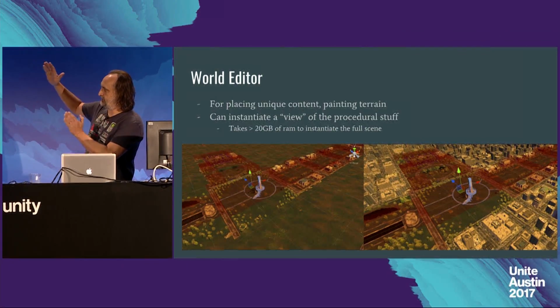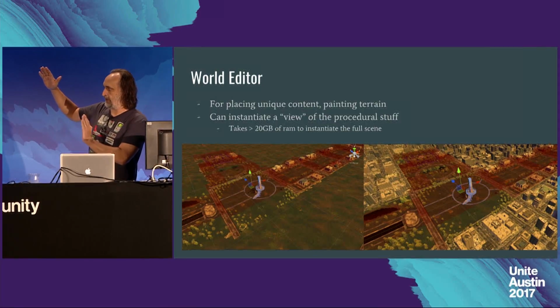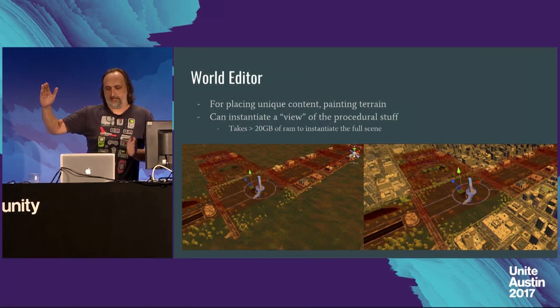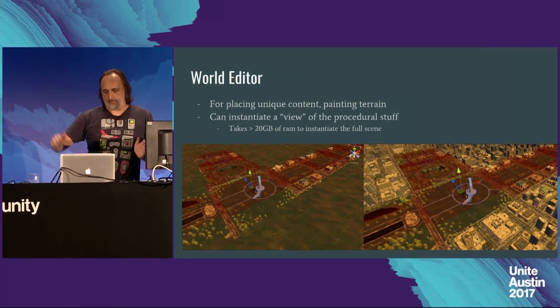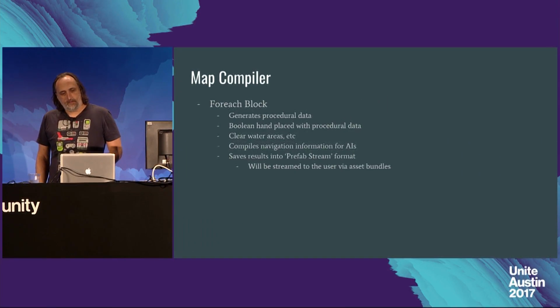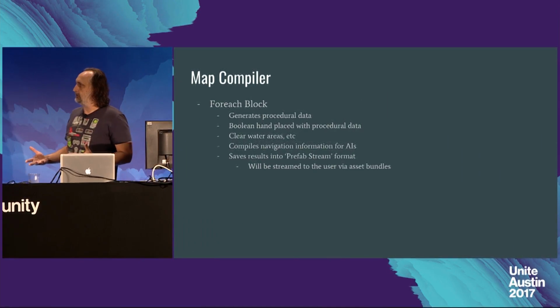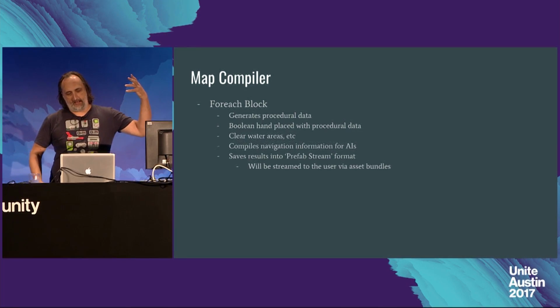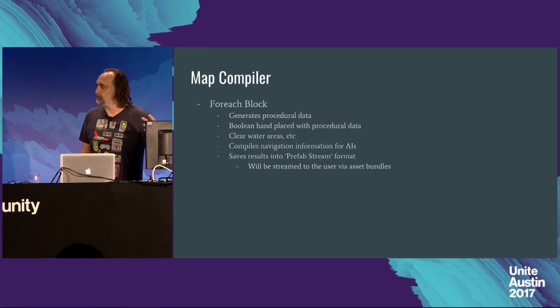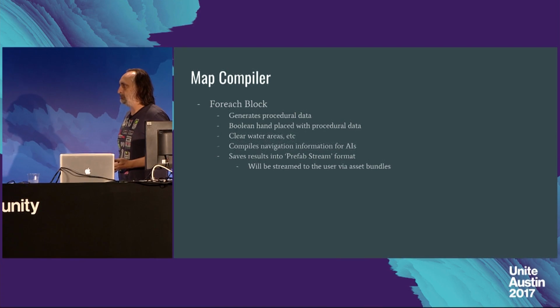And then they sort of instantiate a view at a time while they work on it, because if you actually tried to instantiate the whole map, even on a high-end PC, it's going to run out of memory. And so then all this data about the hand-placed stuff and which procedural systems to use where gets compiled down in a compile step.